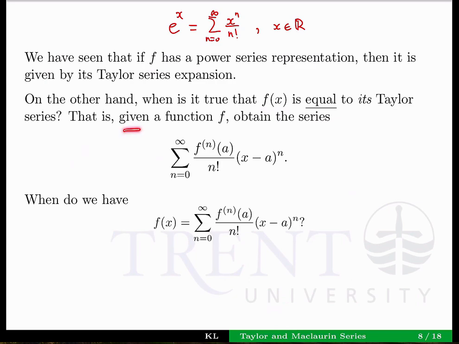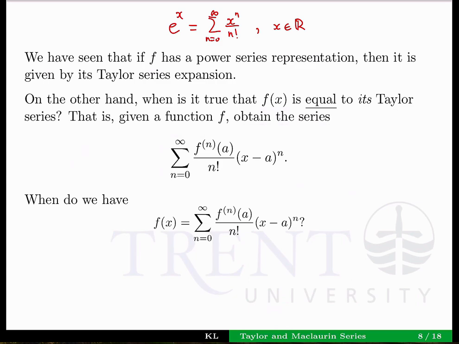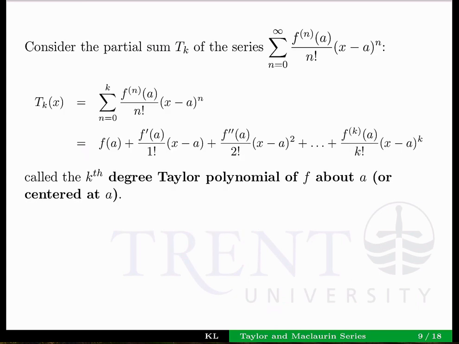That is, if we are given a function f and obtain the series using the Taylor series process, when do we have this equality? To do this, let us consider the partial sum T sub k of the power series, such that T sub k of x is equal to this partial sum, starting from 0 until k only.